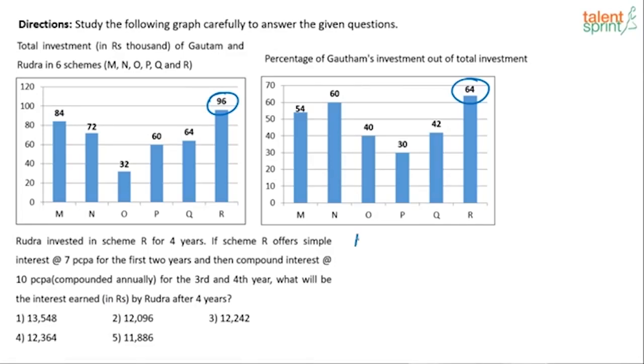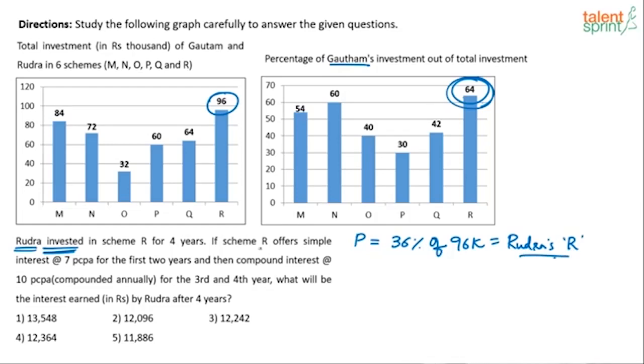First of all, what is the principal amount? Here the principal is nothing but Rudra's investment, right? How much did he invest? I know Gautam invested 64% in scheme R, so Rudra has invested the remaining 36%. 36% of what? The total investment, 96,000. So this is the principal amount, which is nothing but Rudra's investment in scheme R, for your clarification.